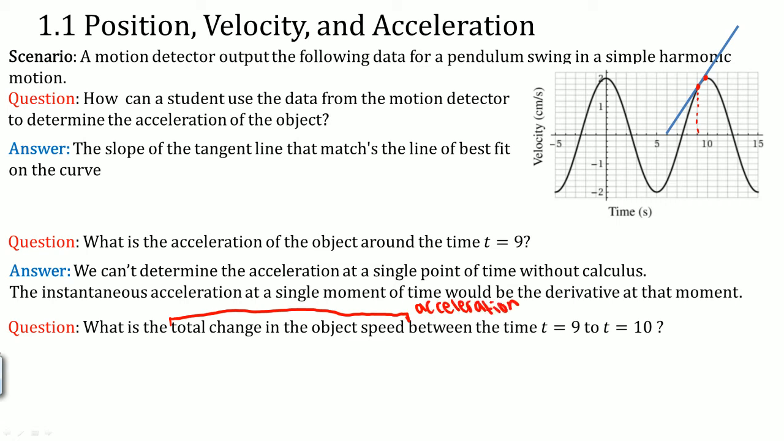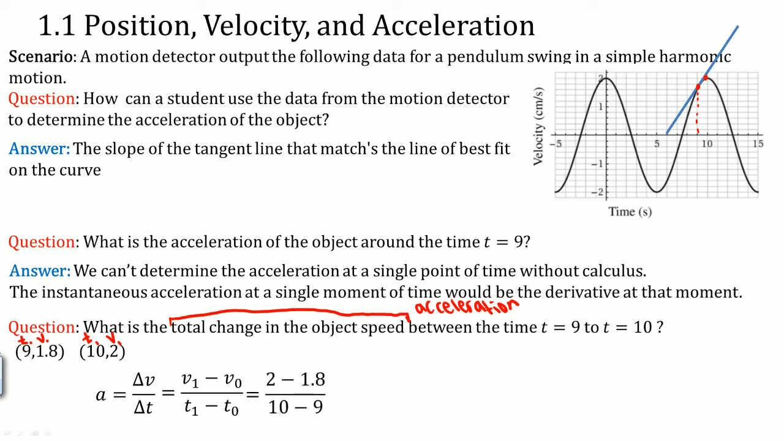Here you could find it. What you need to do is grab 2 points. This is the first point, which is time 0, velocity 0. The second point is going to be time 1 and velocity 1. Now you could plug it into the acceleration formula, which is delta v over delta t, v1 minus v0 divided by t1 minus t0. Plugging in the values, you should get the value of 0.2 meters per second squared.